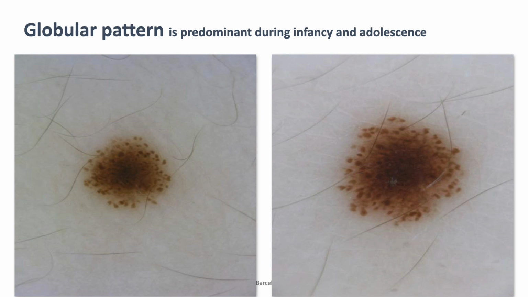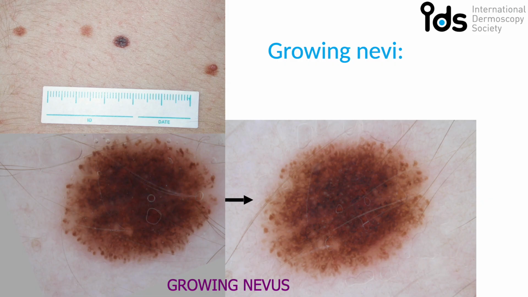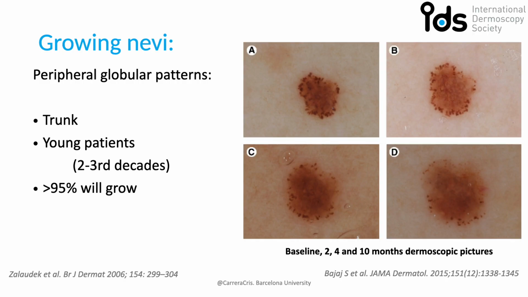The reticular pattern is by far the predominant during adulthood and more frequent at older ages. In contrast, the globular pattern is the predominant during infancy and adolescence, and also during youth. We know that these lesions can become larger, can grow, and we perfectly know this typical peripheral globular pattern, which is the most frequent found in growing lesions, such as in this case.